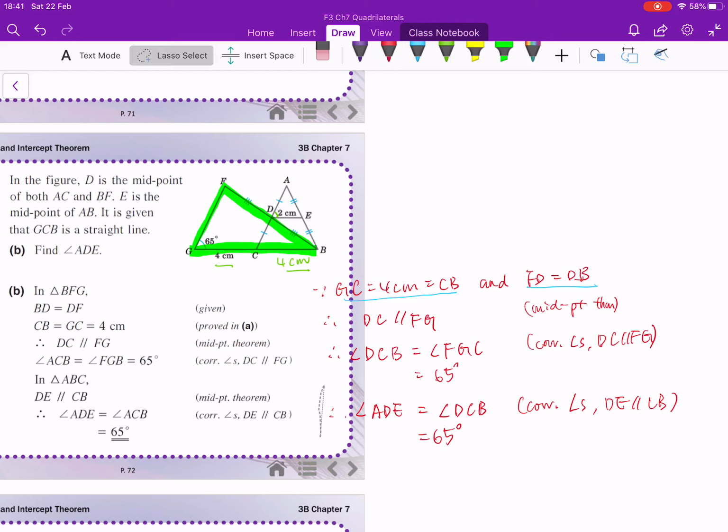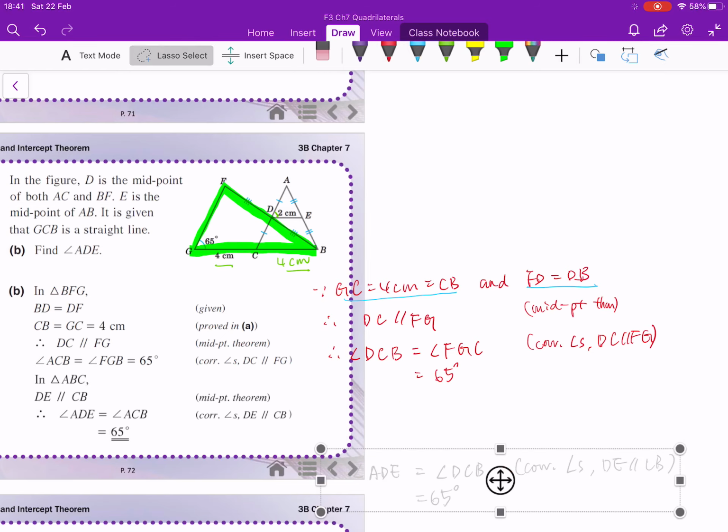So let me, can I move this part downward? Yeah. So leave some space here. Okay, we have to explain the result DE parallel to CB. Okay, it becomes blue, never mind. Make use of the midpoint theorem again.